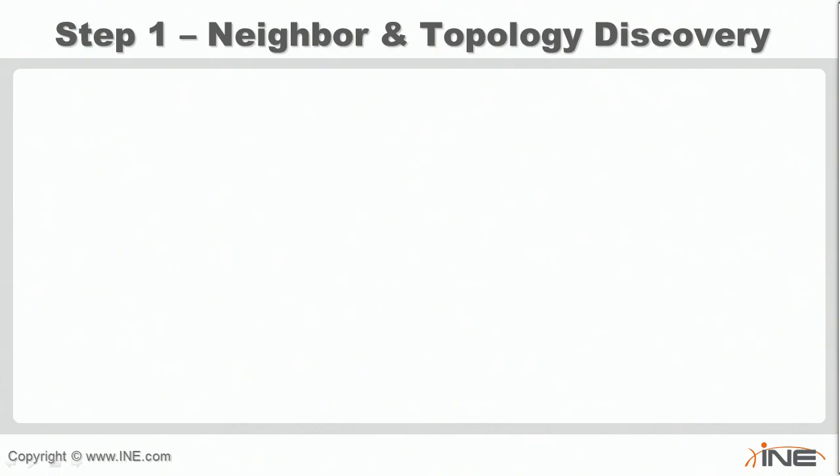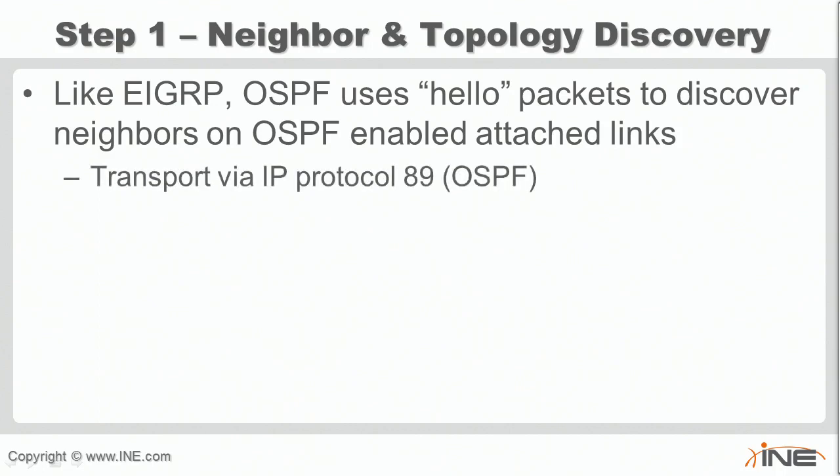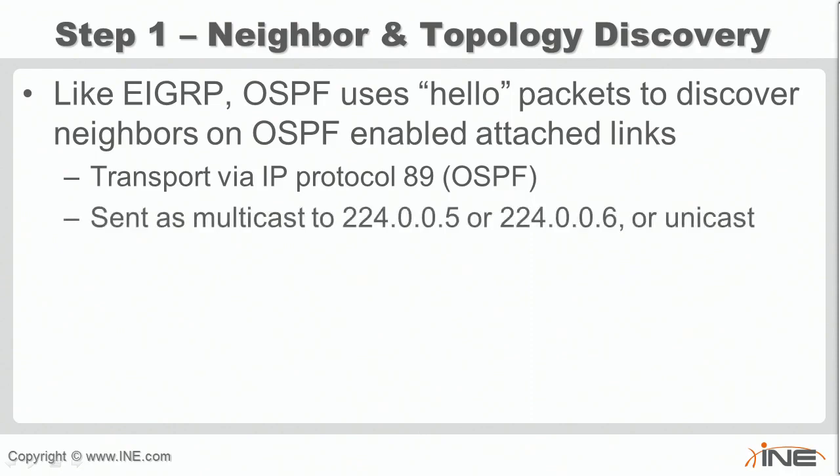So the first portion is where we figure out who are the neighbors and how do we tell them about the different links. Just like EIGRP, we're going to use a hello protocol to figure out who are the neighbors on the links. The transport uses IP protocol number 89, so it has its own protocol instead of TCP or UDP, and it sends them to either 224.0.0.5, 224.0.0.6, or a unicast destination. We'll talk about this in more detail later, when it is going to use which one. But ultimately, the routers figure out that they're on the same segment and they're going to run OSPF.